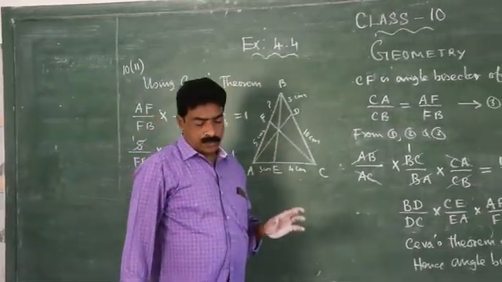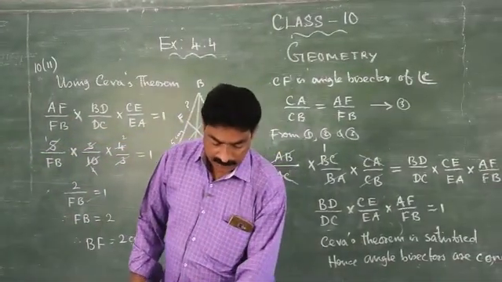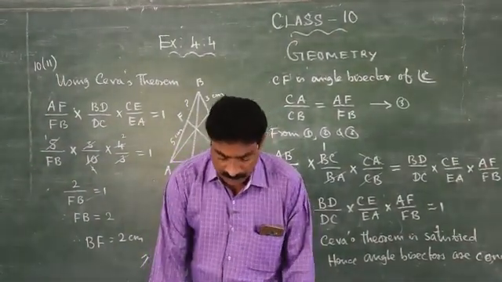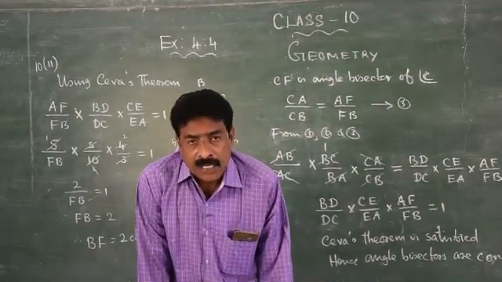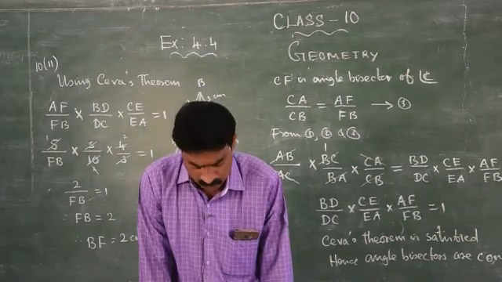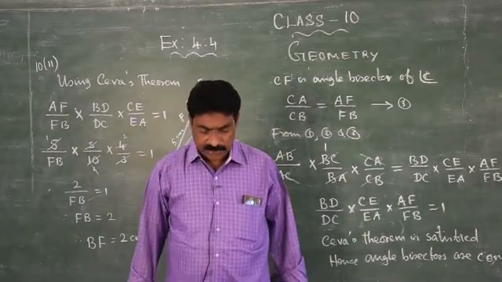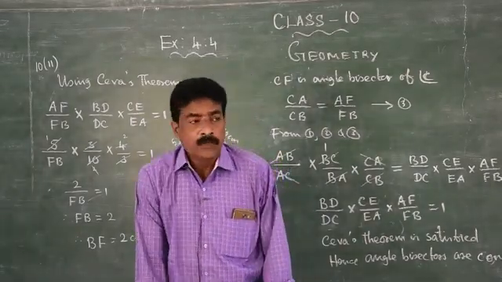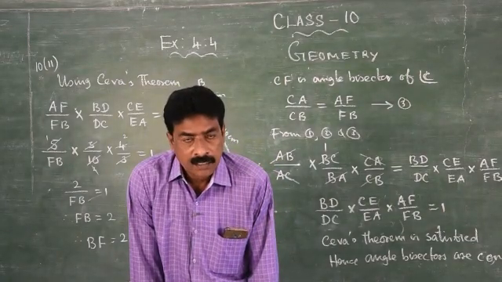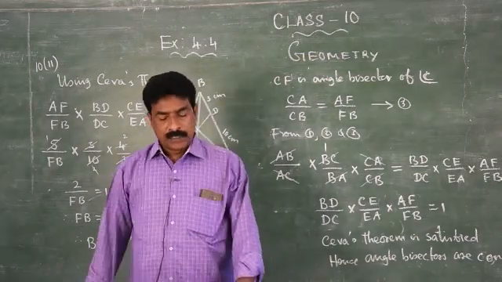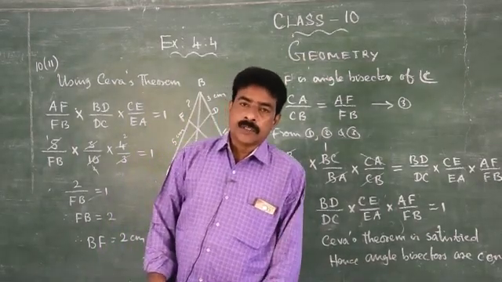So with this we come to the end of problems relating to Ceva's theorem and Menelaus theorem. The remaining sums are practical geometry, how to construct the length of the tangents. So we have to do construction of a triangle and construction of tangents. That will continue in the next class.